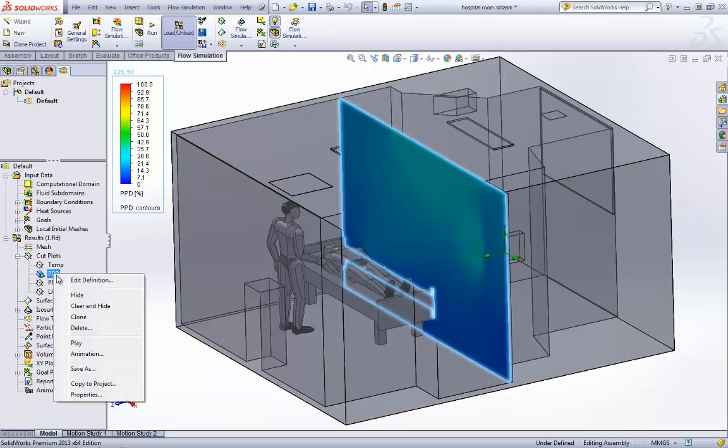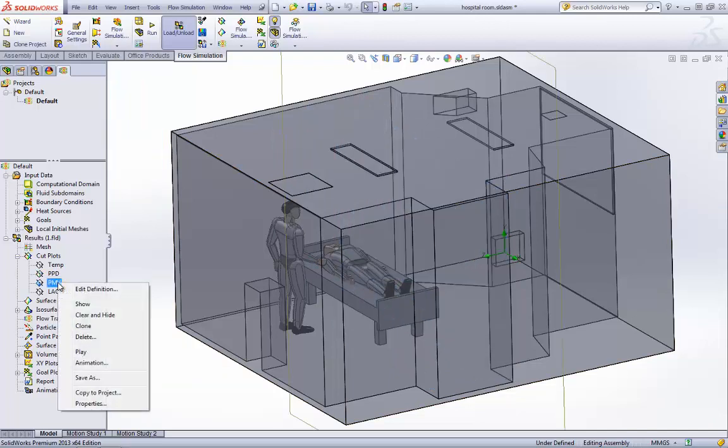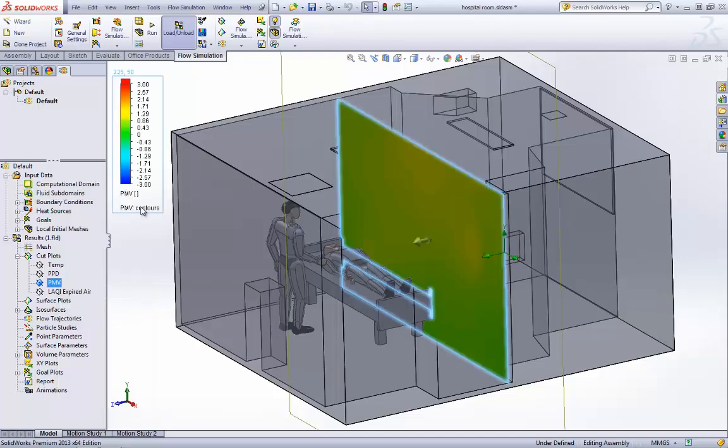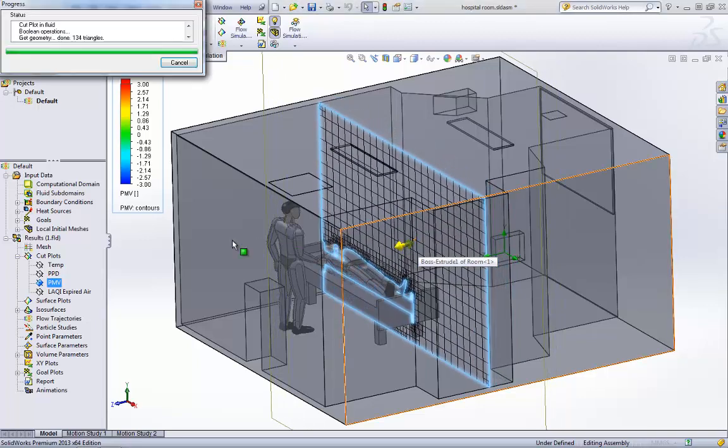So let's go ahead and we will hide this plot. And next is the PMV, which is predicted mean vote. This is basically whether people are going to feel hot or cold. This is going to range between -3 and 3. And our ultimate goal is to be around 0. Not too hot, not too cold. If anything, maybe a little bit above 0, because I'd rather be a little bit warm in a hospital room than too cold.